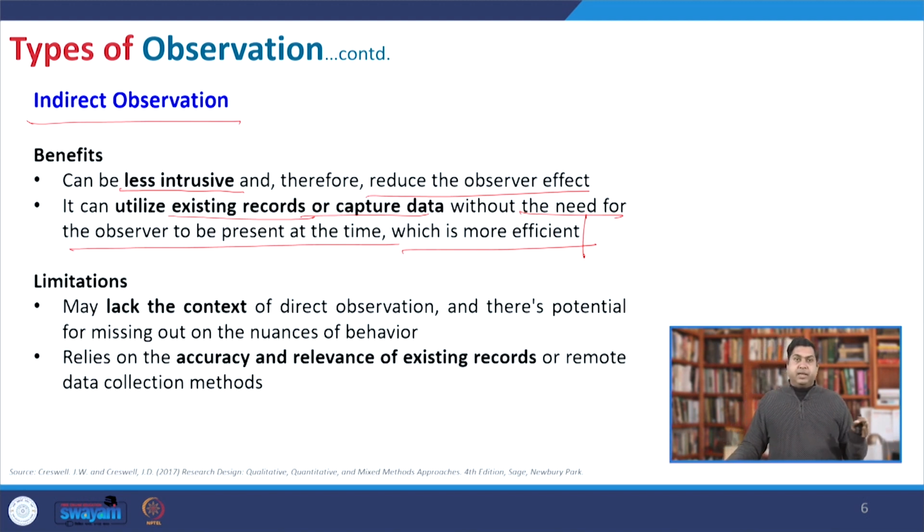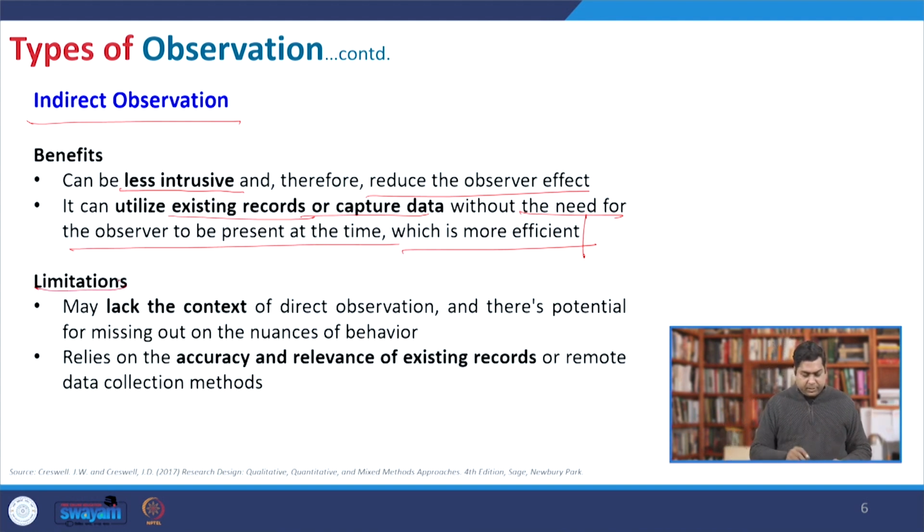So this is again observation, but it is some sort of indirect observation, because those who are making the decisions or analyzing the data are not present at the moment. But it is again something which is capturing the real time in an indirect manner.